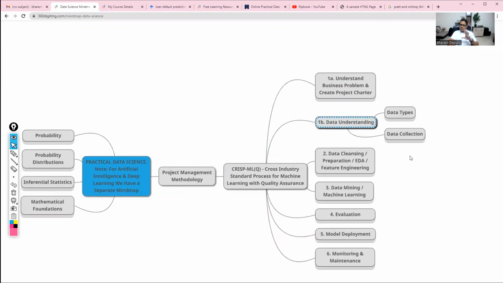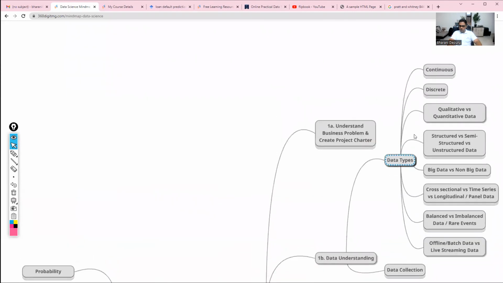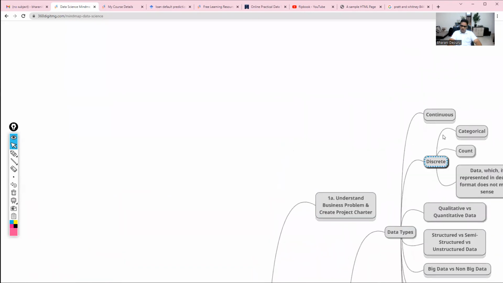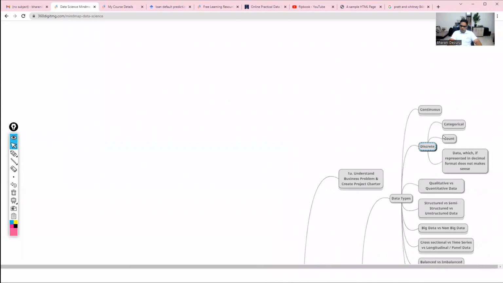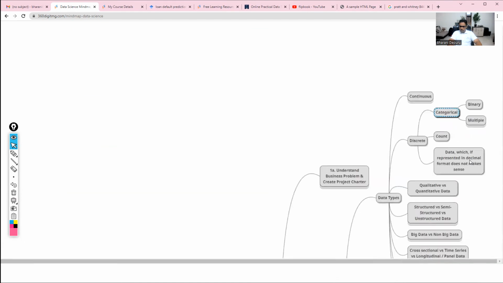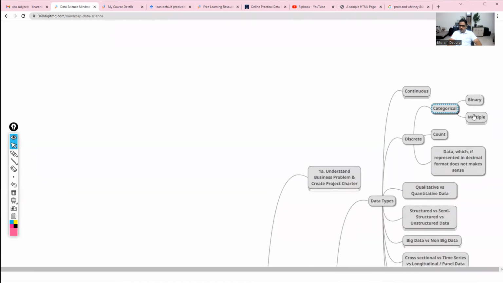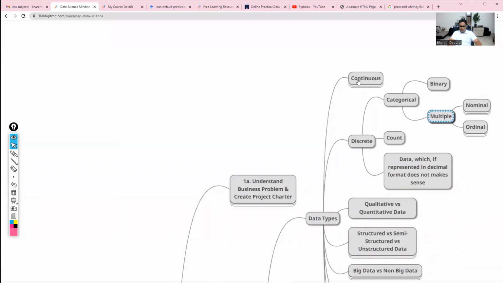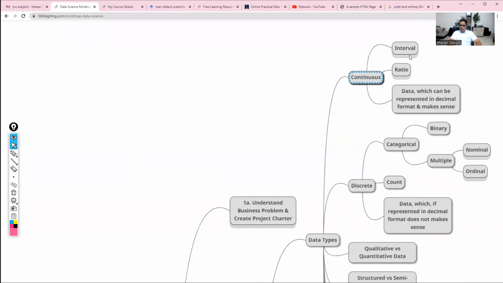So in order to understand what data we need to collect, we have already discussed the data types such as continuous data and discrete data. Within discrete, we have categorical data and count data. And then within categorical, you have binary and multiple. Within multiple, we have nominal and ordinal. And within continuous data, you have interval data and ratio data. Nominal data is the least preferred and ratio data is the most preferred.